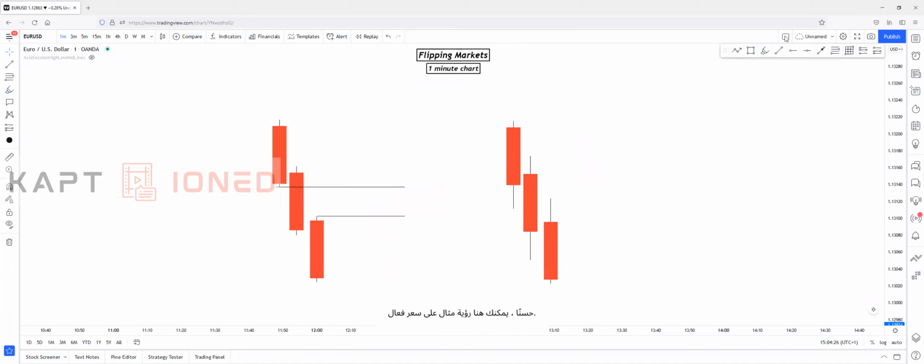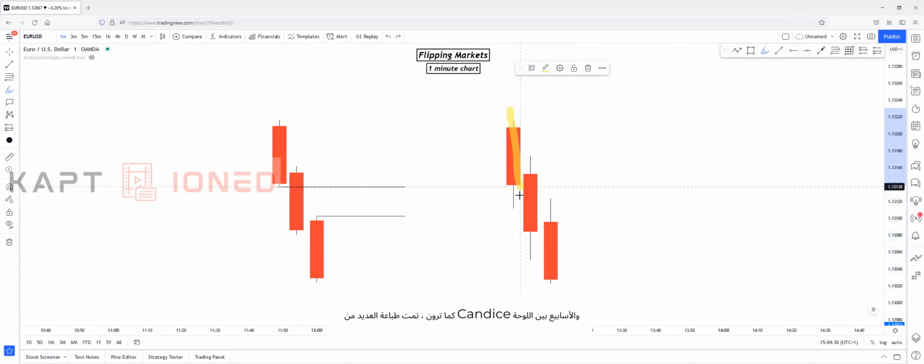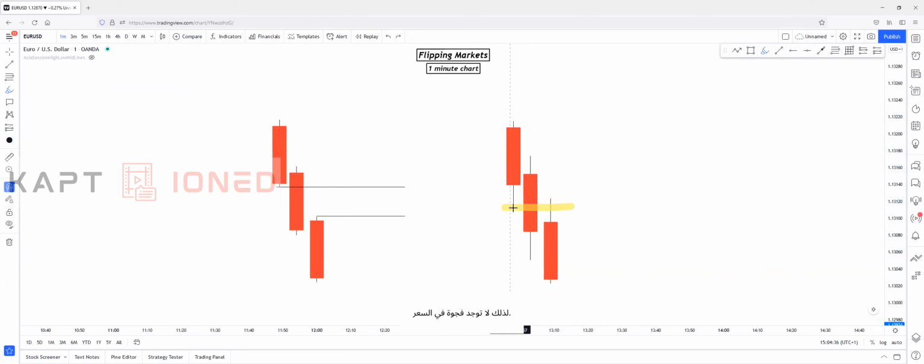Okay, here you can see an example of efficient price. As you can see, several candles have been printed and the wicks between the candles meet in the middle. So there's no gap in the price, there's no inefficiency in the price, so this one is efficient.